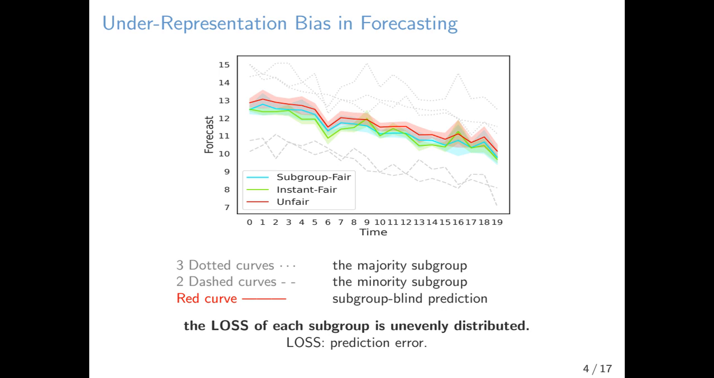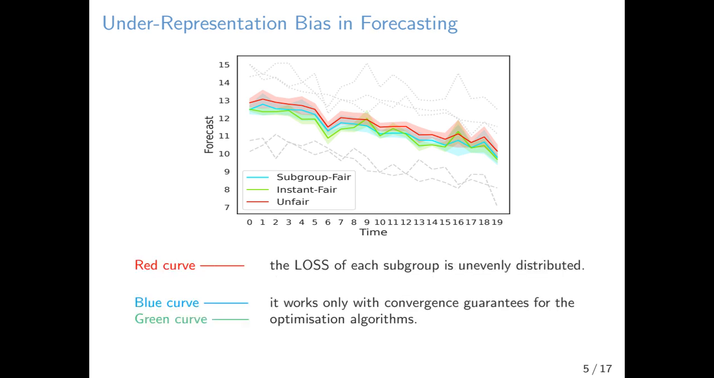The red curve is the predicted result that focuses on minimizing the overall loss. We can see that if we use the red curve, the minority subgroup experiences higher prediction errors than the majority subgroup. This is because the errors of the majority subgroup take a larger share of the overall loss. So in order to minimize the overall loss, it's more efficient for the model to be closer to the majority subgroup. If you wish to have the loss equalized across the subgroups, you will need to correct for the underrepresentation bias in the forecaster. The blue and the green curves show two notions of fairness in prediction that we proposed.